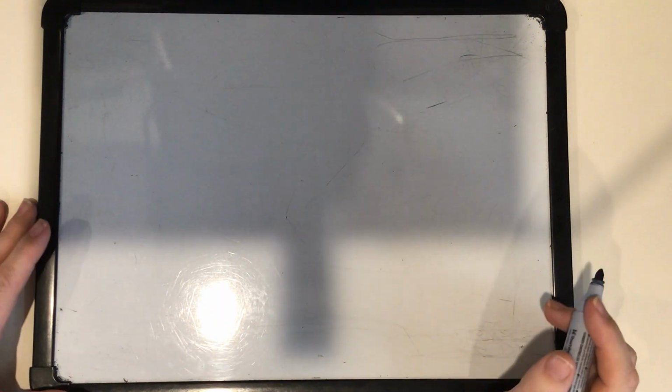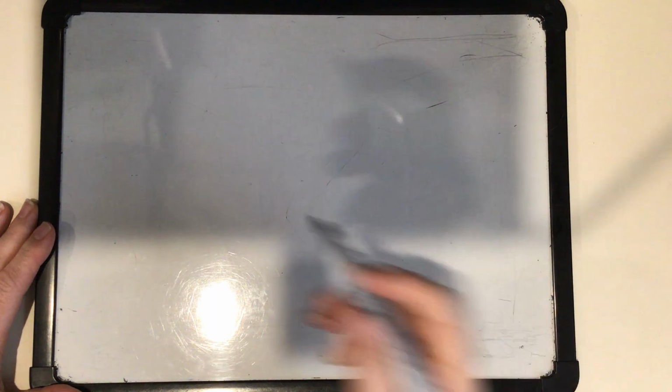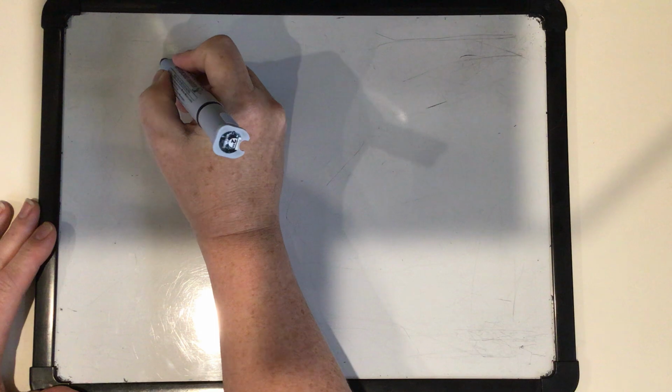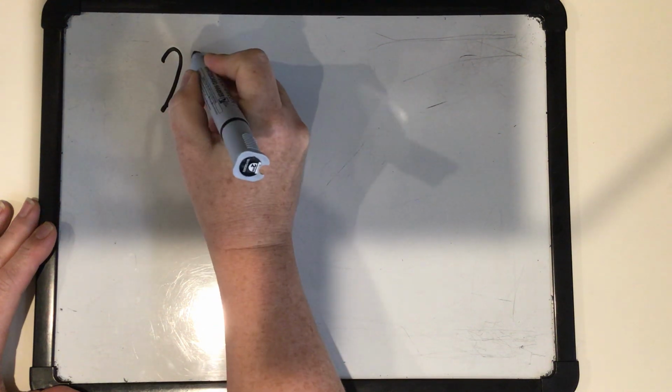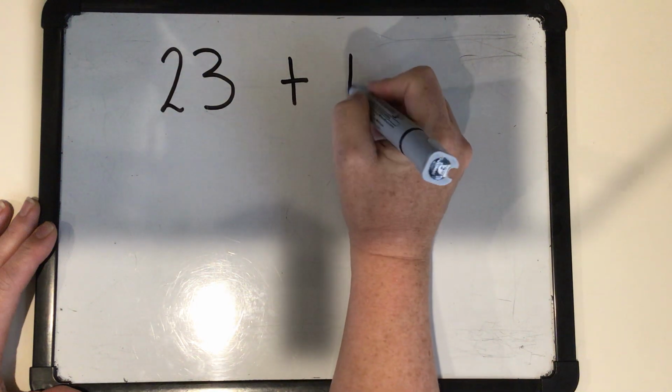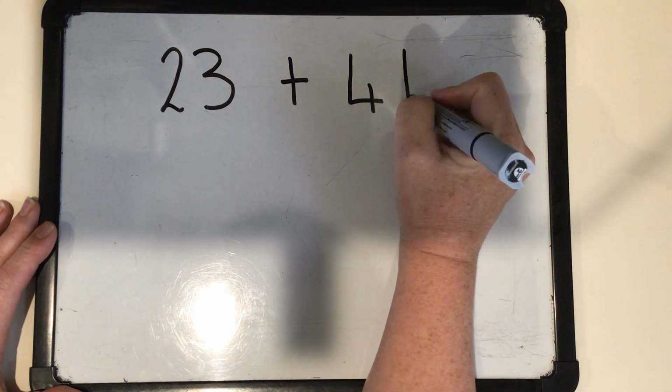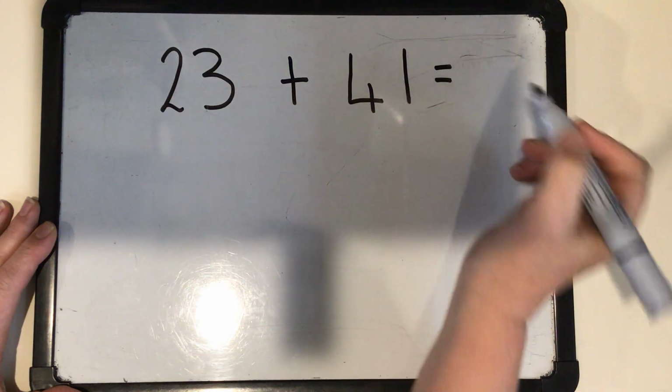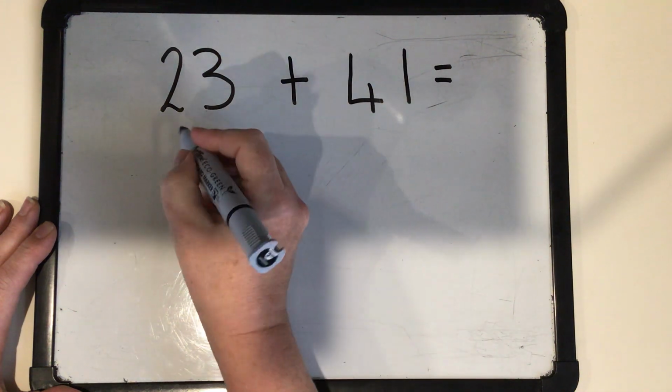Okay, so I'm going to show you how we can add using partitioning. So let's put an equation on my board. 23 plus 41. So there's my equation.